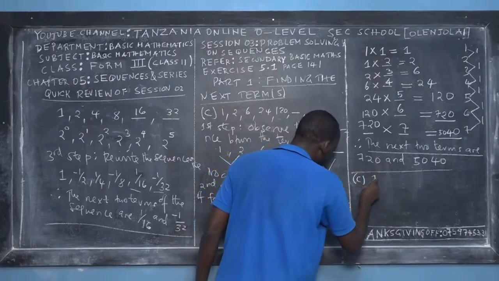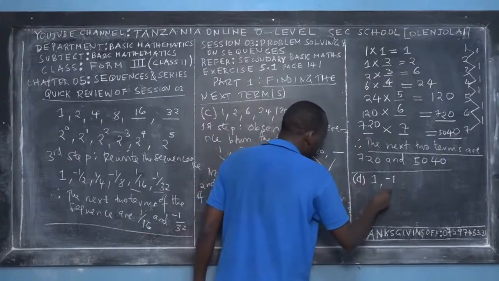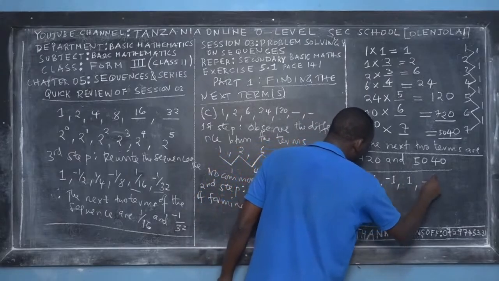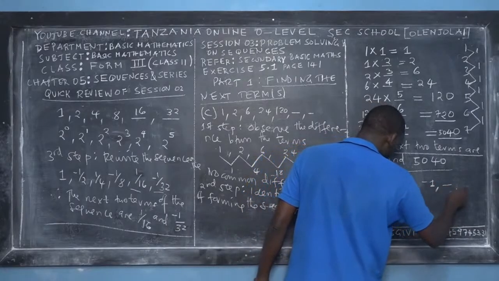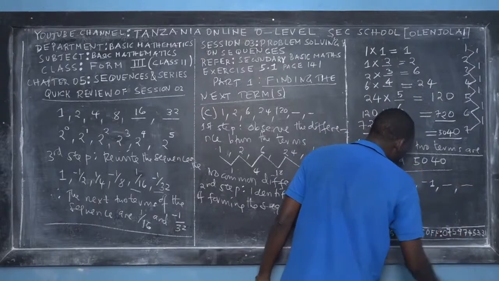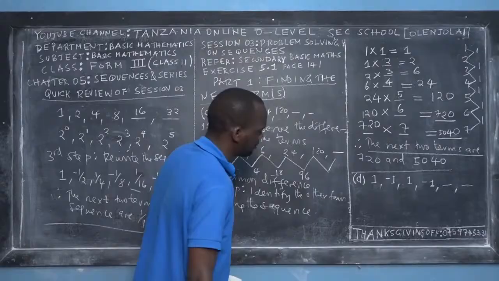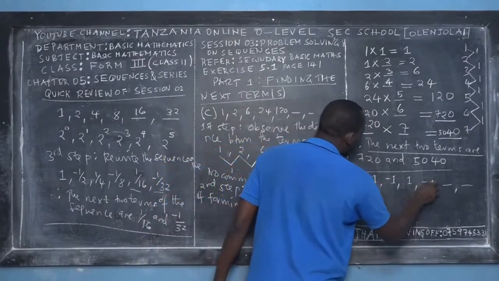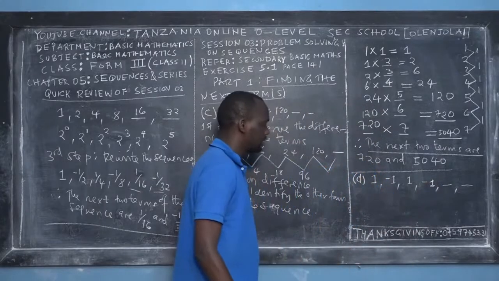will be given, part D, excuse me, this is part D: 1, negative 1, then 1, negative 1. So the question is, we have to determine the next terms, which are the fifth term and the sixth term. Right? So if you examine this pattern, this is the first term, second term, third term, fourth term. So you call that this is the pattern of repeated terms after one term.